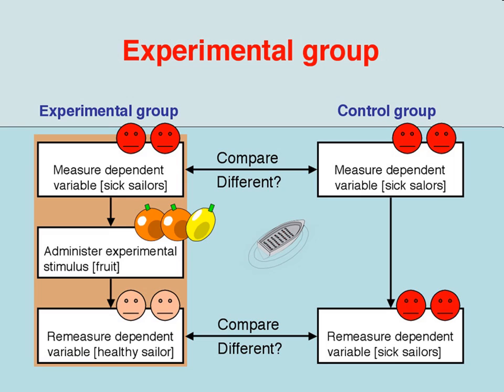The dependent variable is what's being measured. So why are the seasick sailors given fruit? To see if it affects the level of seasickness. So the thing that's being measured in this is how sick are the sailors.